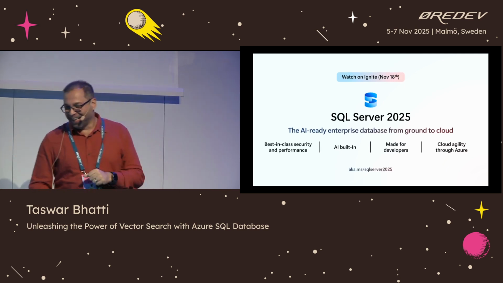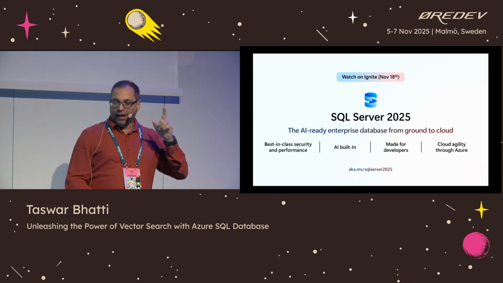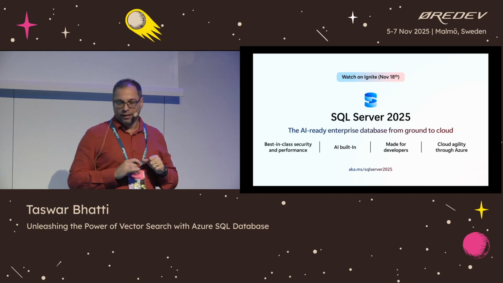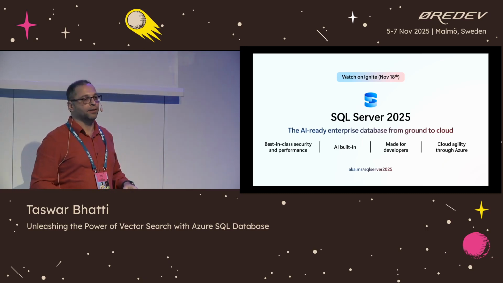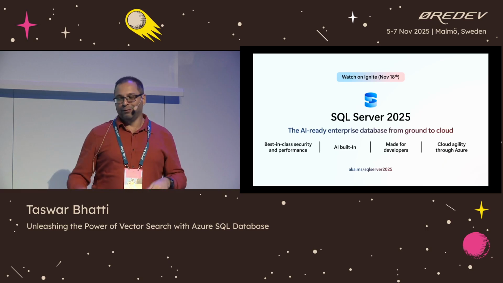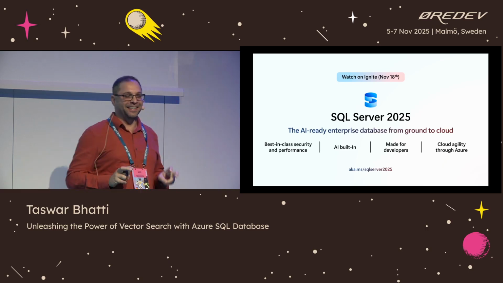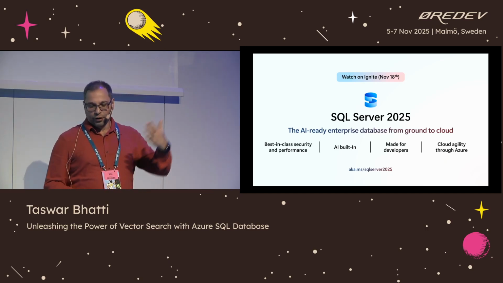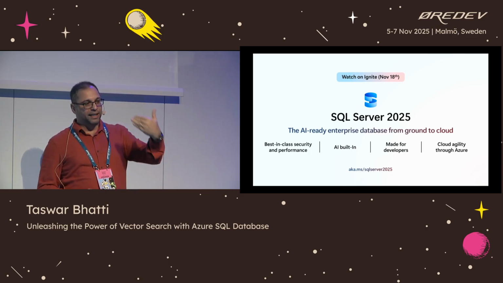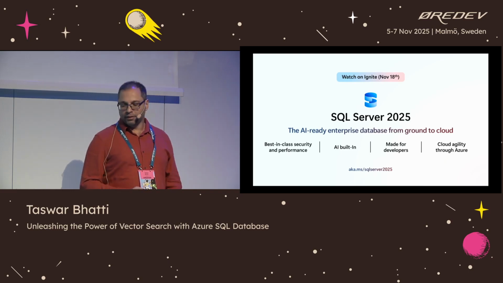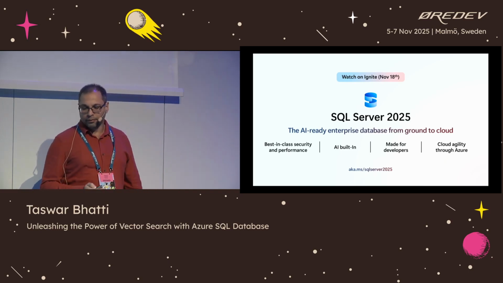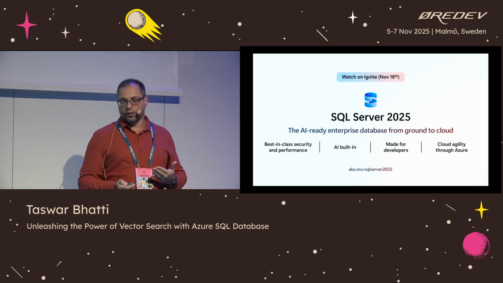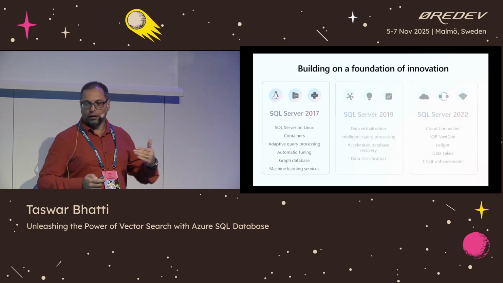Marketing speech. SQL Server 2025. If you want to know when it's going to be coming out, watch Ignite on November 18th, and you'll be able to know all the details about it. So November 18th is an important date. Okay. So it's AI ready. Security and performance built with AI, made for developers, and agility through Azure, basically. So there's SQL Server that you install on-prem, and there's Azure SQL too. So they're kind of in parallel.